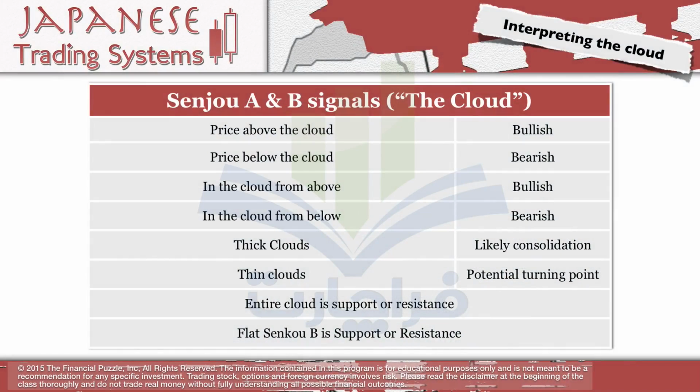So let's do a quick reminder here. If the price is above the cloud, we're bullish. Price is below the cloud, we're bearish. If we are in the cloud from above, we're bullish. If we're in the cloud from below, we're bearish. If you've got thick clouds, then likely there's a consolidation coming. If we've got thin clouds, this is a potential turning point. And then, of course, each cloud represents support and resistance. And a flat Senjou B represents a future support and resistance.